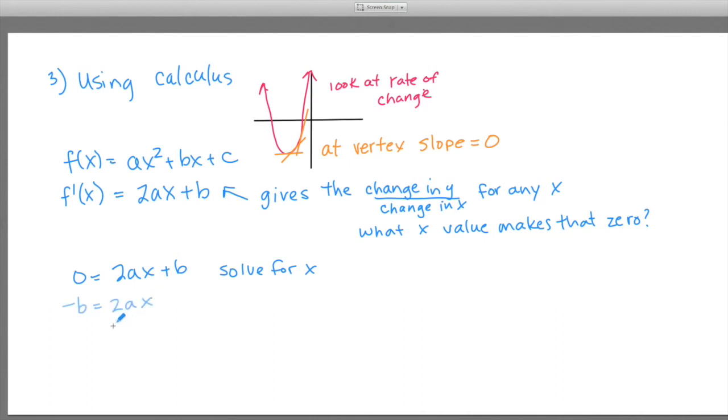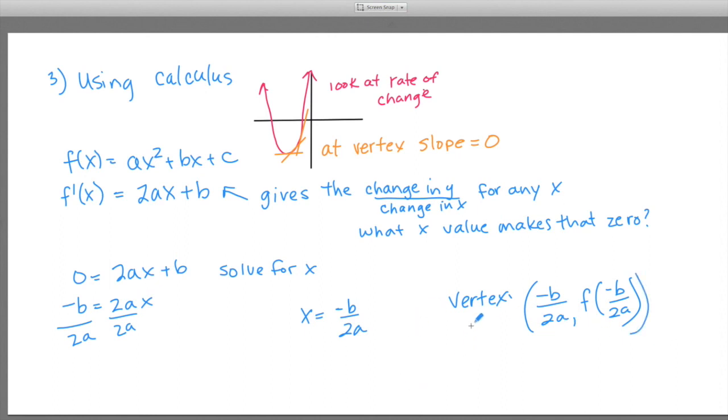Subtracting b from both sides, I have negative b is equal to 2ax. Divide both sides by 2a, and I have x is equal to negative b over 2a. And that's where the slope is equal to 0 and my x-coordinate of my vertex. So the vertex in this case is negative b over 2a, comma, and then I can plug that back into my function, substitute in negative b over 2a, and find my y value. So that's another way we can look at why the x-coordinate of the vertex is negative b over 2a.